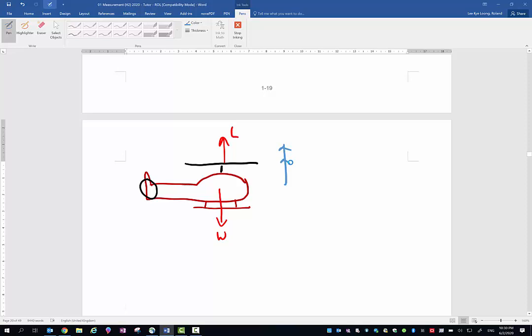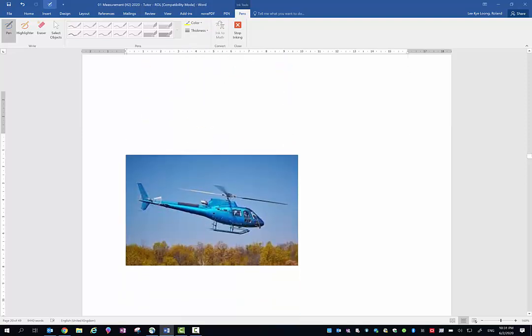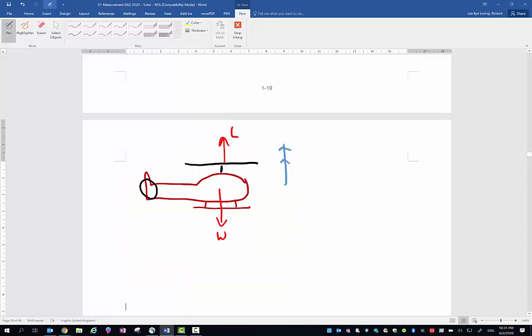Now, the purpose of a helicopter is not to just move up and down, it's to move forward. So how does the helicopter move forward? Now, let's look at this diagram. Let's look at this picture. Normally, when a helicopter moves forward, it's tilted like this. You will not see a helicopter moving forward with its shape in this way, where the lift is up and the weight is down, because there's no force forward.